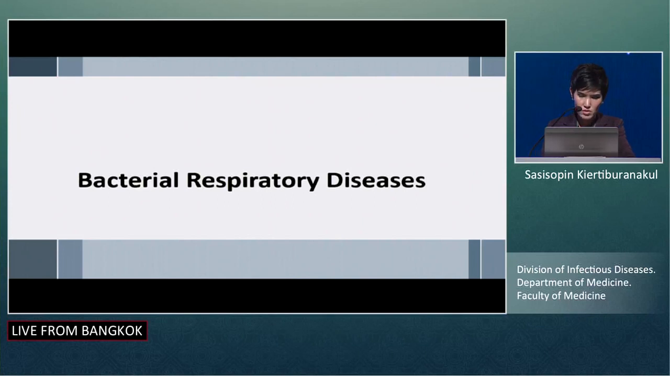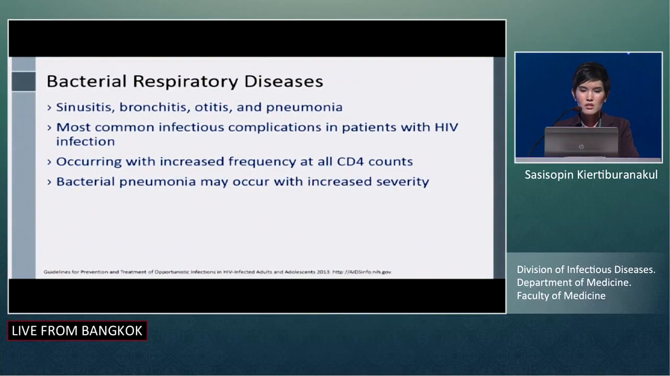So I would like to move to focus on bacterial respiratory tract disease. The most common respiratory tract diseases in HIV-infected patients are sinusitis, bronchitis, otitis media, and pneumonia. This is the most common infectious complication in HIV patients. They can occur at every CD4 cell count, and bacterial pneumonia may occur with increased severity.